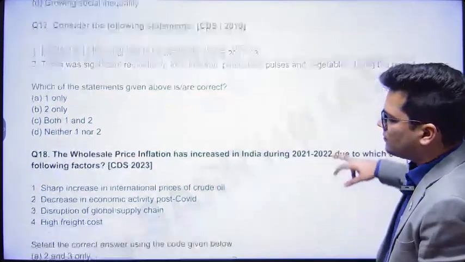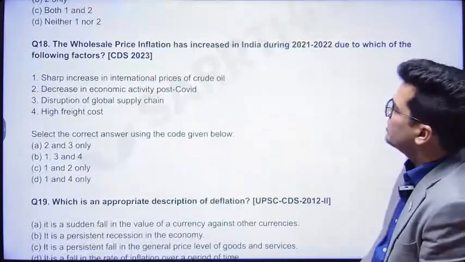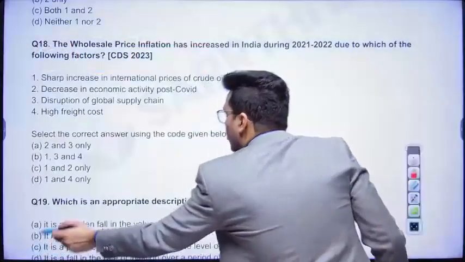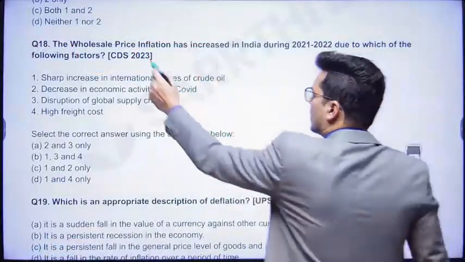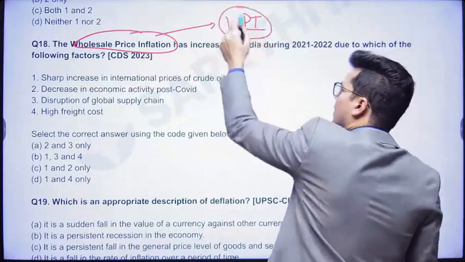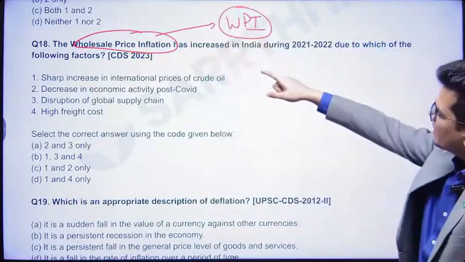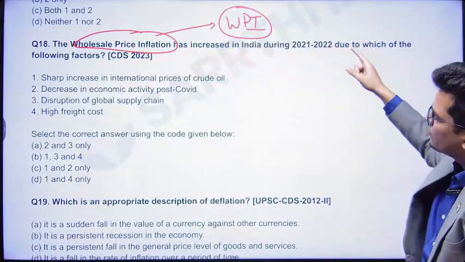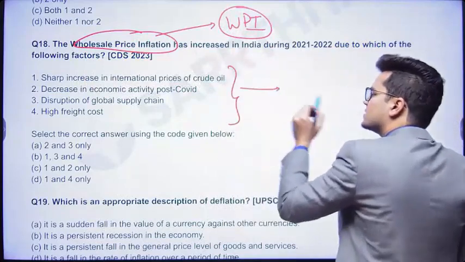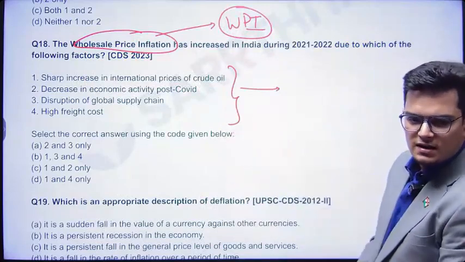Then wholesale price inflation has increased, right? Wholesale price inflation is again linked to the idea of WPI. This we have seen. Increase in India during 21-22 due to which of the following factors? So again, what leads to the increase in inflation? This is again a factor that has been asked.